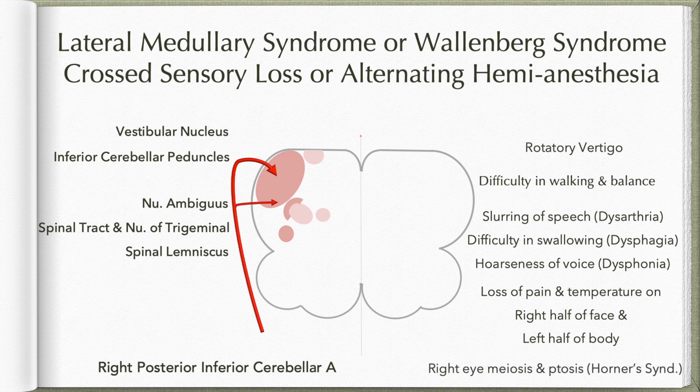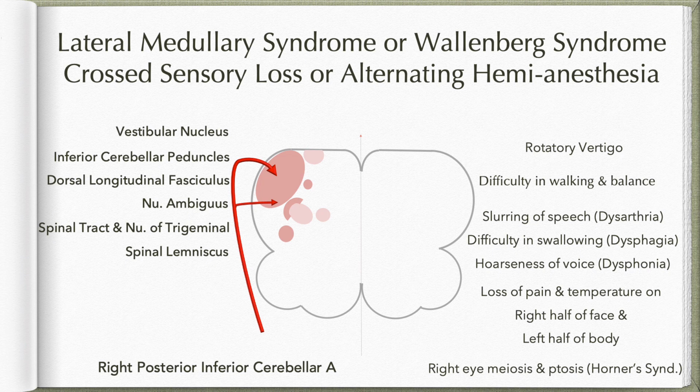She also presented with right eye showing meiosis and ptosis. Now these are features of Horner syndrome. That is because of the involvement of dorsal longitudinal fasciculus, which will be having the descending autonomic fibers.